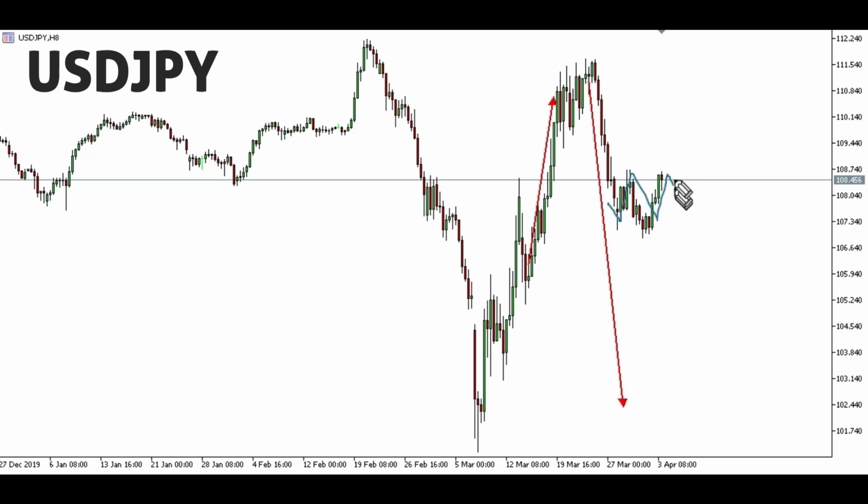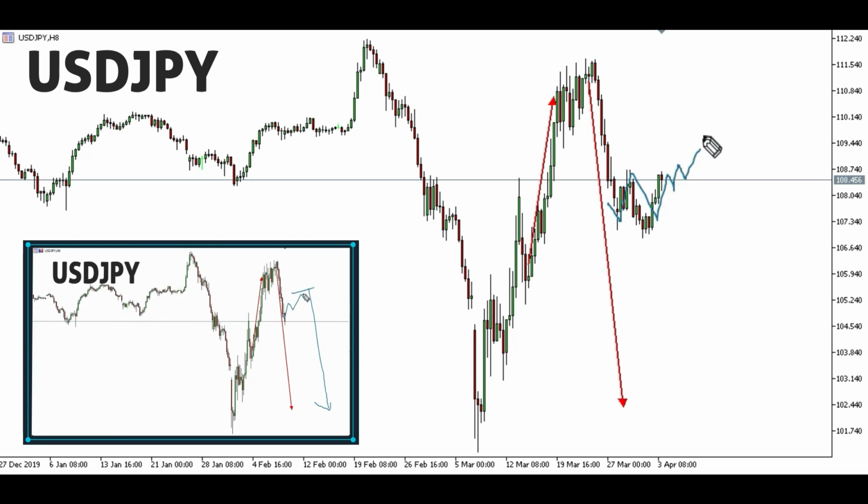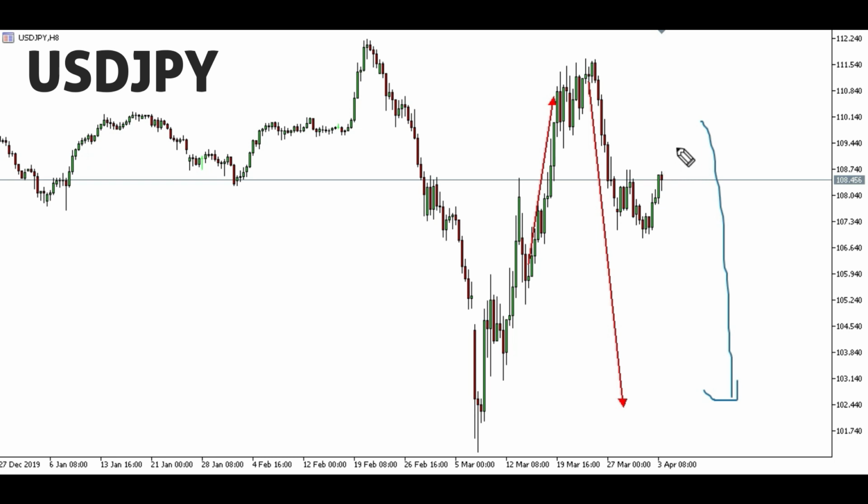We're expecting what? A correction here. Then if we get a correction and then we get an entry to sell to the downside, we'll be looking forward to selling to the downside all the way until this level. That's what we said for USD JPY.